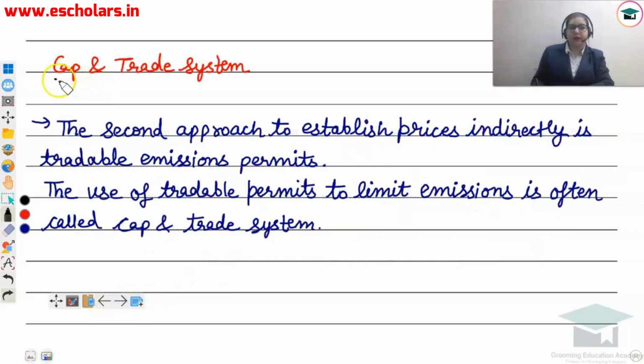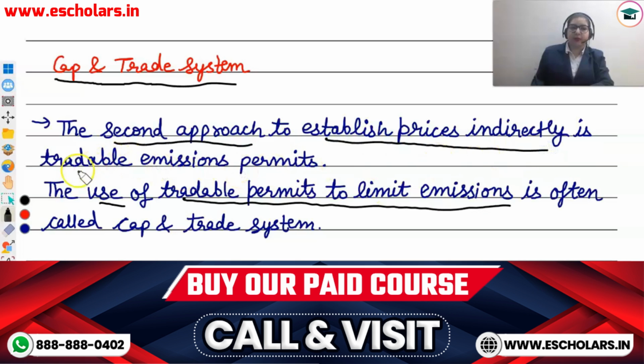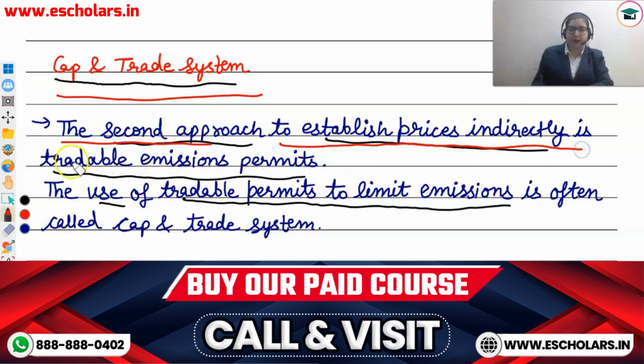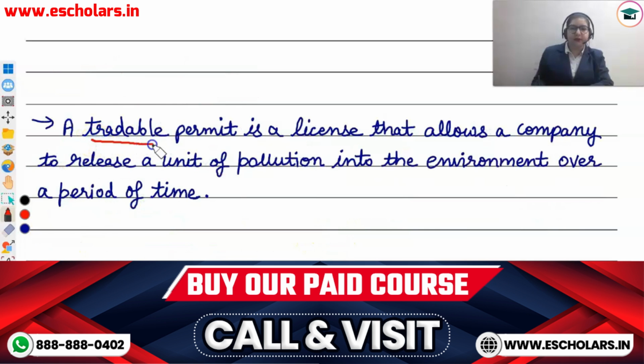Now we will talk about the cap and trade system. Under the cap and trade system, the government uses tradable permits to limit the emissions. Okay. So basically this is the second approach to establish prices indirectly, using tradable emissions permits. So let's recall it till now. Cap and trade system. The second approach to establish prices indirectly is tradable emissions permits. The use of tradable permits to limit emissions is often called the cap and trade system. Now what is a tradable permit?